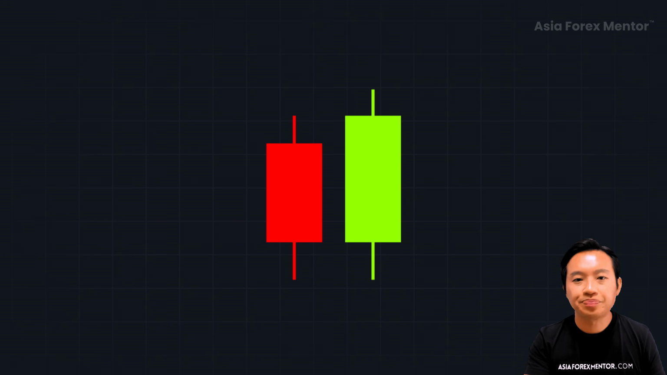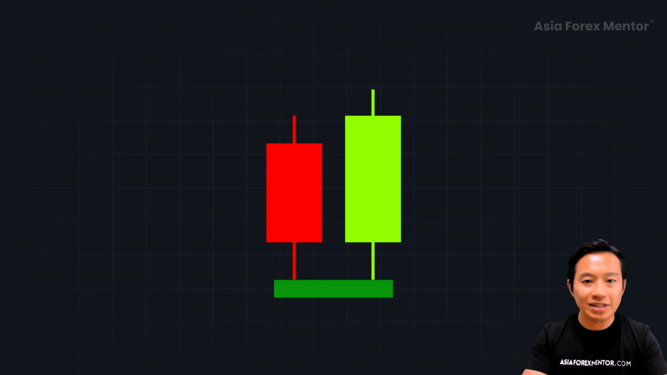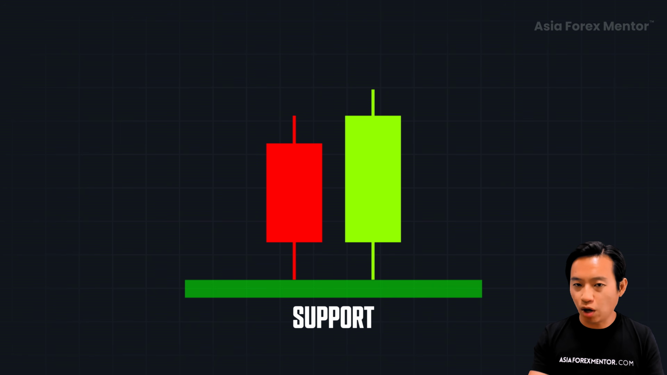Two crucial ones, for example, are the support and the resistance level. The support is like the floor, where price tends to stop falling.